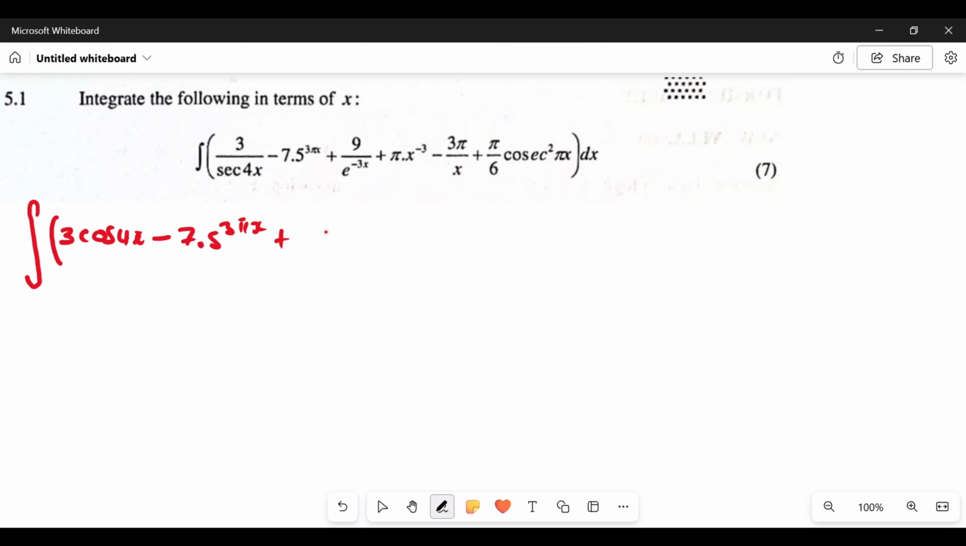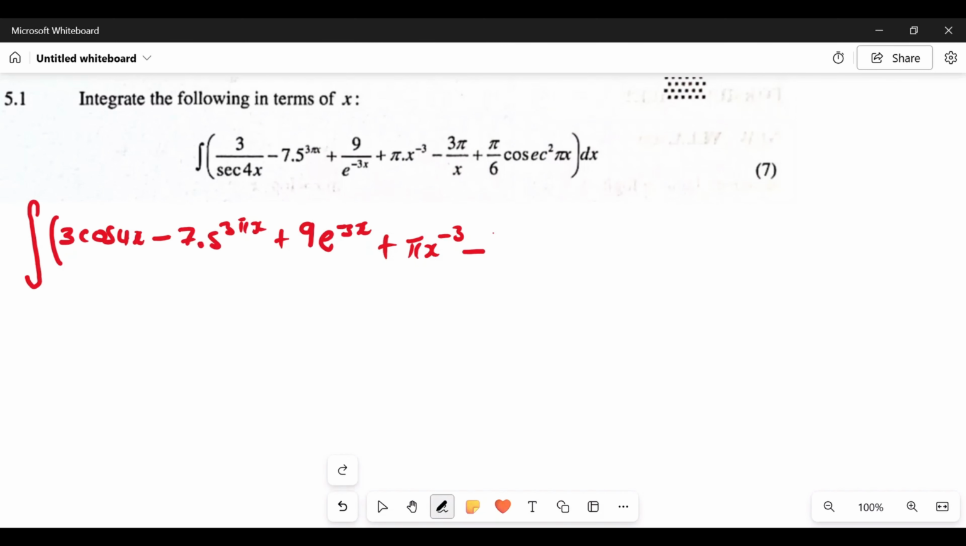Now the third term also needs to be simplified. We have 9 over e to the power of negative 3x. We need to take this e to the numerator. So we're going to write it as 9e to the power of 3x. There we go. Plus, now this term here, which is the fourth term, is fine. There's no simplification required there.